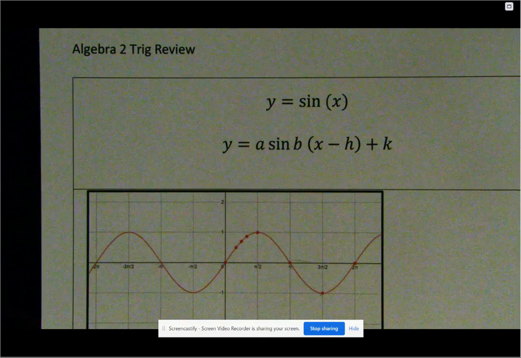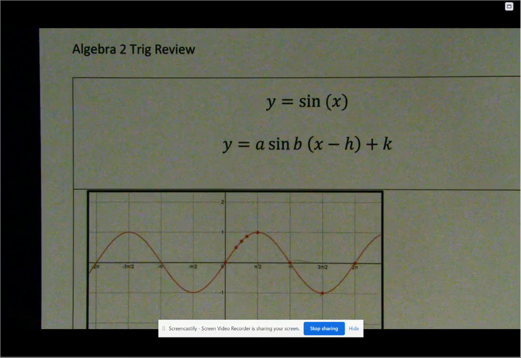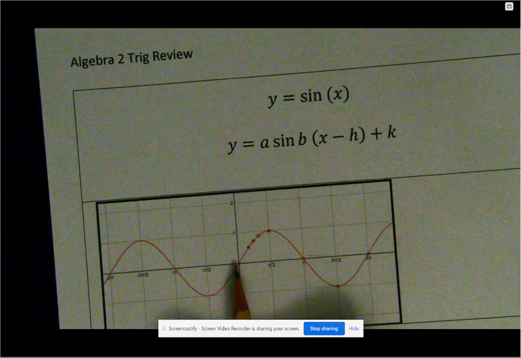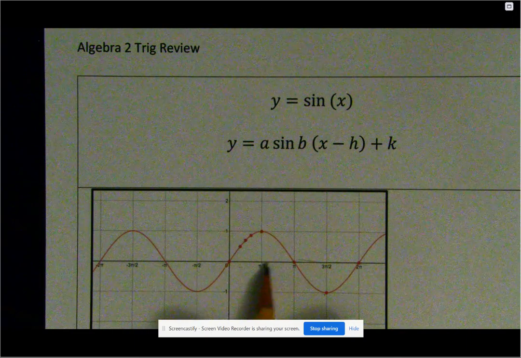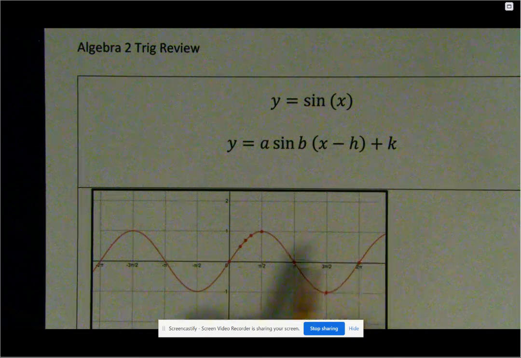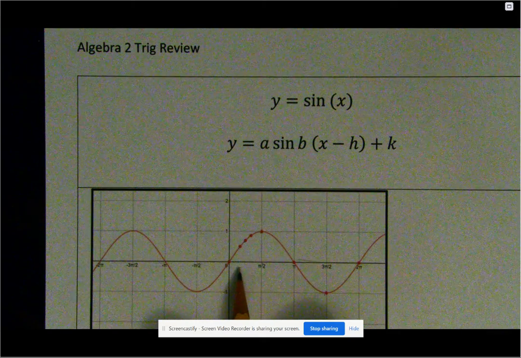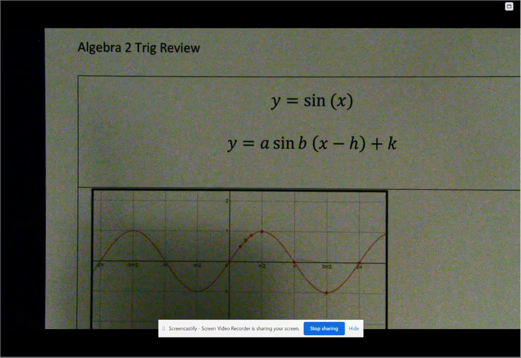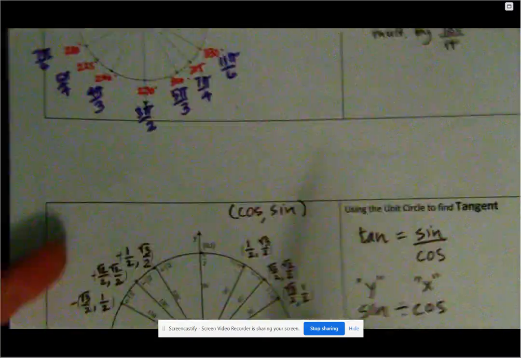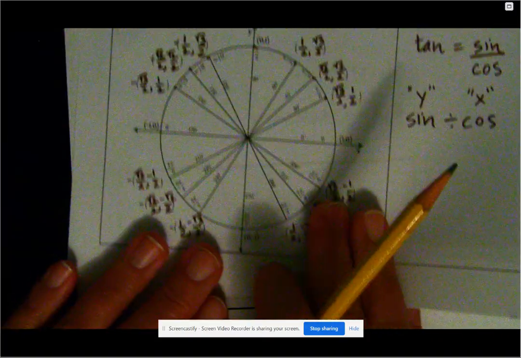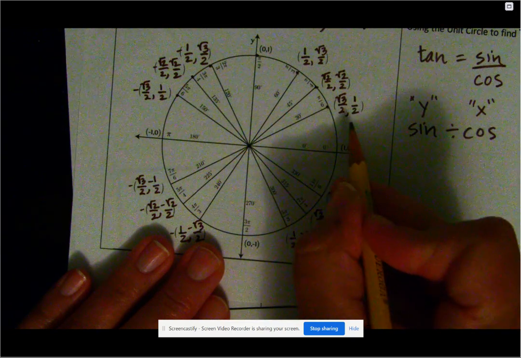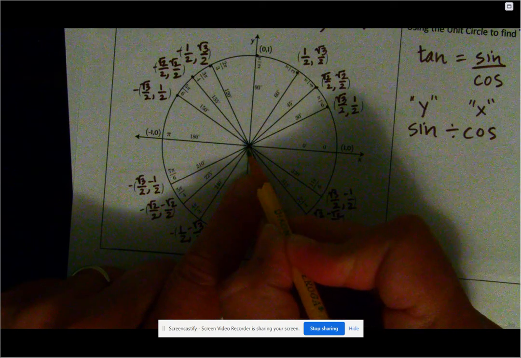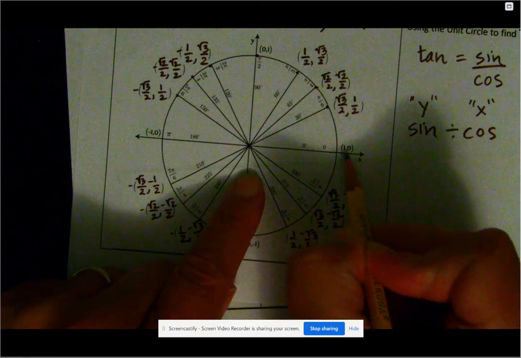So y equals sine of x, what's happening here is the x values are actually the angles. And we have them marked here in radians. So as you go around the unit circle to these angles, what is the sine value? And if you remember, the sine value is the y coordinate, right? So when you start at 0, the sine of 0 is 0.